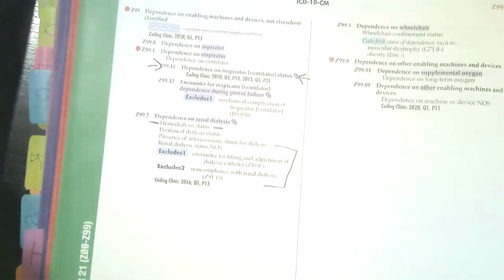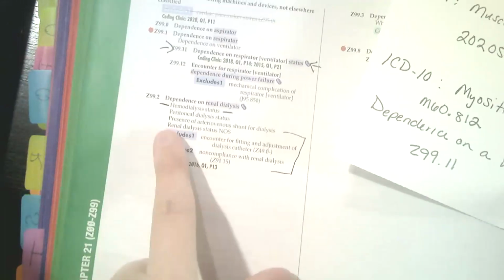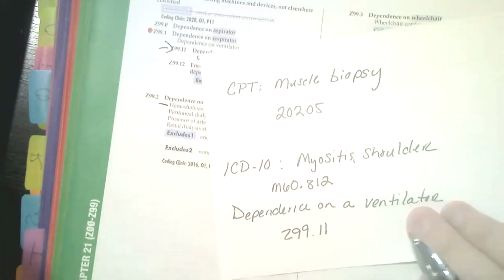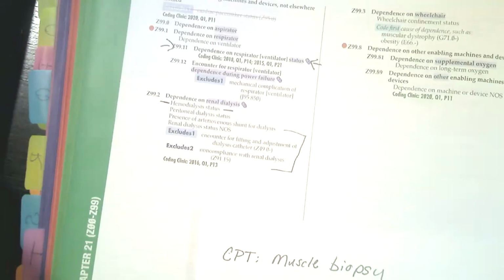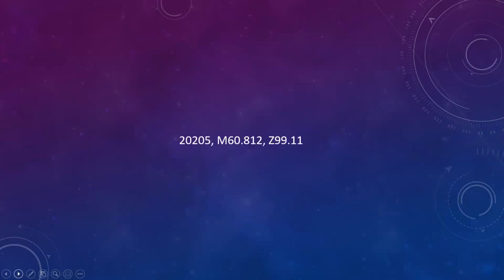Okay. Z99.11, dependence on a ventilator. That's their status. So it's just a status code. And there's no other guidance here saying we need to change the code or add anything to it or use an additional code. Right. So this does not apply to us. So that's what we're going to use, Z99.11. All right, let's go back and double check. I want to make sure I had the right shoulder listed. Yes, it said left, so that's good. I totally blanked on which shoulder it was, but it was left.